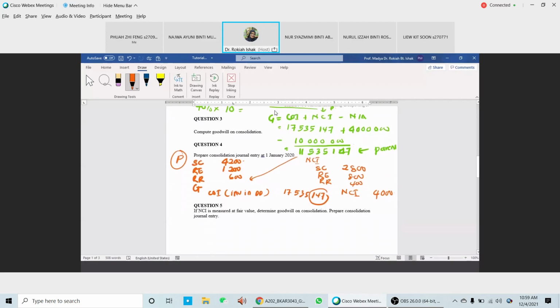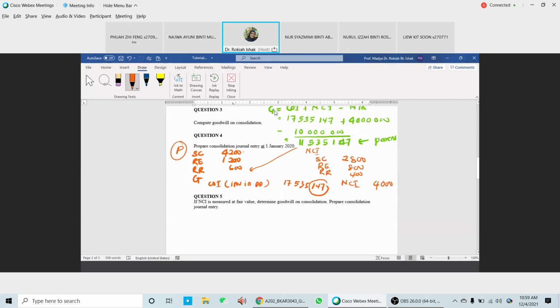For question 5, if NCI is measured at fair value, determine the goodwill on consolidation. So now NCI at fair value, you're going to calculate the goodwill here. The COI is still at 17,535,147, but now the NCI is at fair value. What's the value of the NCI at fair value? Is it given here? Not given. So you need to calculate.